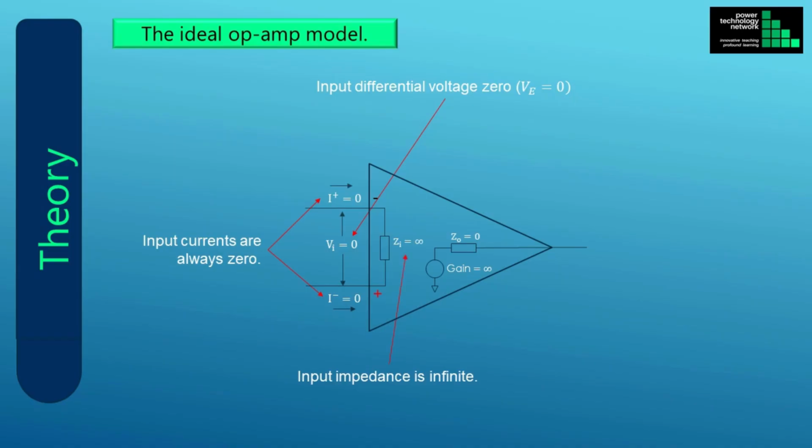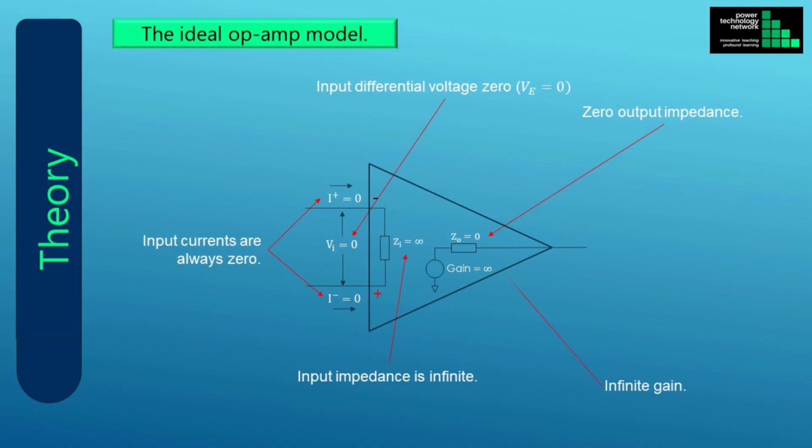The first characteristic in the group of output characteristics of the op-amp is that the output impedance is zero. The second output characteristic is that the gain of the op-amp is infinite. Implicit in this ideal version of the op-amp is also the assumption that the bandwidth is infinite.